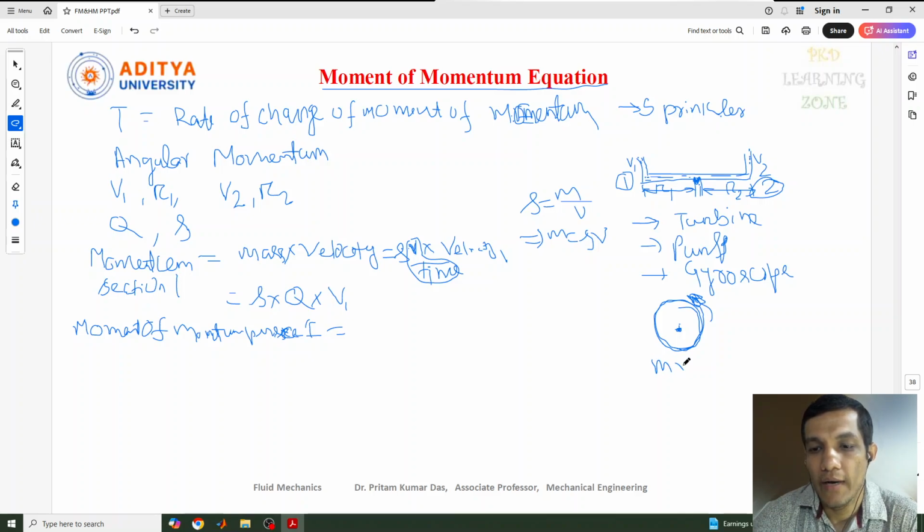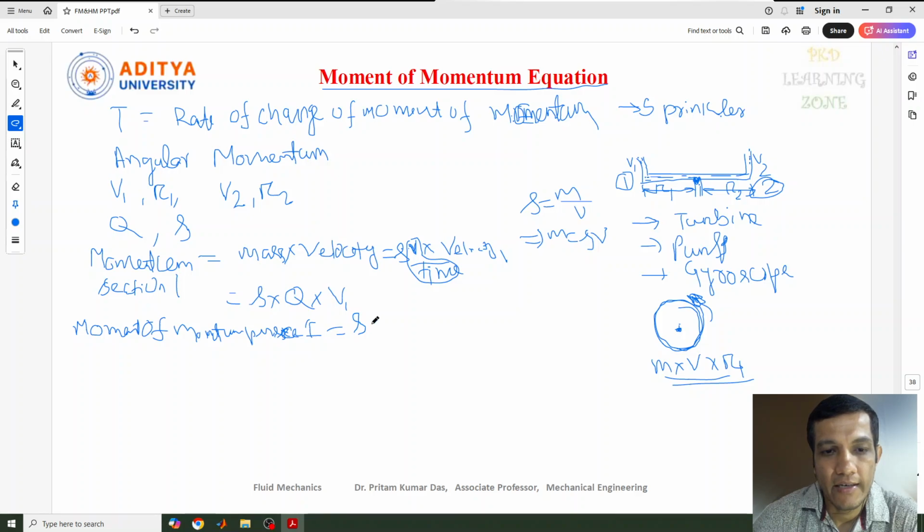What is that momentum equation? Mass into velocity. Along with that we need to multiply by the distance at which it is rotating or moving. That means we can write here a radius of r. So we are taking the section 1, so I can write here r1, or in place of r1 we can also mention L1, a length or some distance. So here I can write rho Q, this is V1 and r1. This is for section 1.